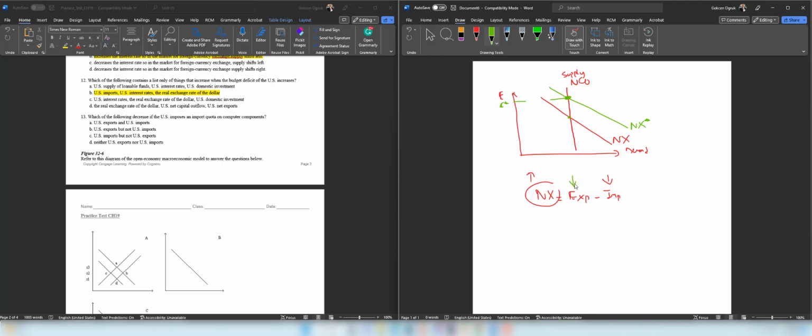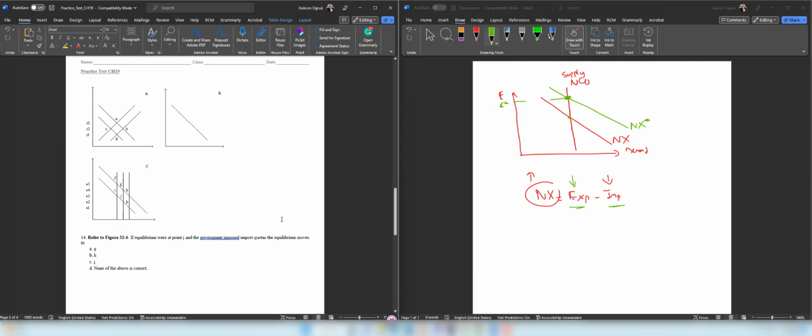When exports go down, we know that both exports and imports are going to go down and there's no change in trade balance. It's going to compensate, okay? So imports going down increases net exports, but because of the appreciation of the currency, exports going down, net exports shifts back. Therefore, there is no change in trade balance and we know that both of them decrease, US exports and imports. Therefore, the right answer is A.